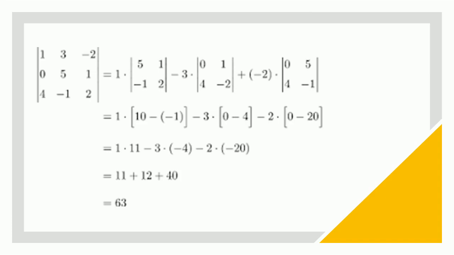an answer as 63. So I believe it is actually very simple, because to get determinant, 5 times 2 you get 10, minus 1 times 1 you get plus 1, which is 11, times 1 gives you 11. So you have minus 3, then you have 0 times minus 2 is 0, 4 times 1 is 4, so 0 minus 4 gives you minus 4, minus 3 times minus 4 gives you plus 12, and you have 0 times minus 1 is 0, 4 times 5 times 0 minus 20 is minus 20, minus 20 times minus 2 gives you plus 40. So adding together you have 63.